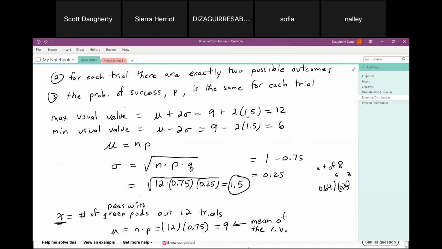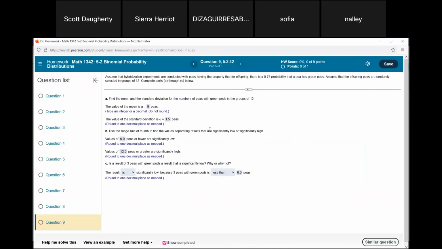Okay, so if you go back to the problem, use the range rule of thumb to find the values that separate what I call unusually low versus unusually high. So anything less than 6 is significantly low, and anything higher than 12 is significantly high, or unusually high is what I would say. Okay, so that's how you do part B.